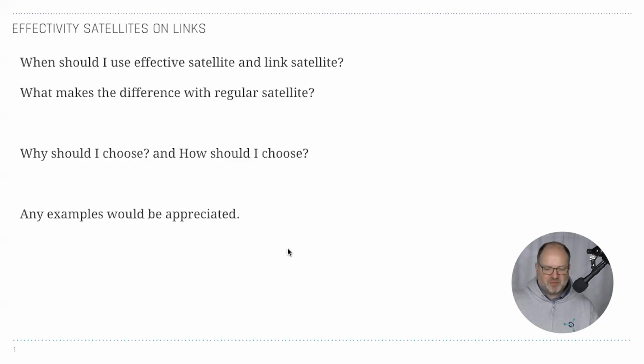So let me show you the question of today. This one is about effectivity satellites on links. The question is essentially, when should I use effectivity satellites and link satellites? What makes a difference with regular satellites? Why should I choose and how should I choose? And some examples. Okay, so here's the thing.